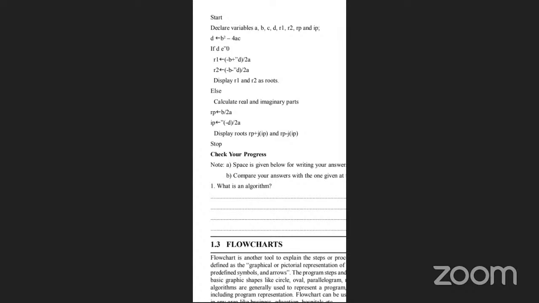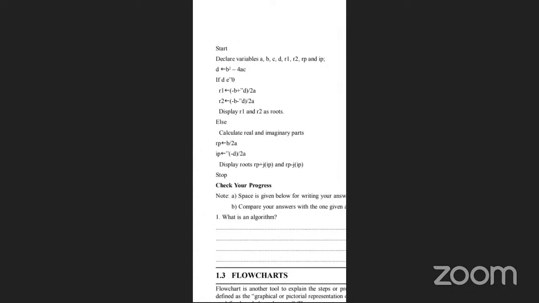Else, calculate real and imaginary parts. rp ← −b / 2a. ip ← √(−d) / 2a. Display roots rp + i·ip and rp − i·ip. Stop. So these are programming code, how to write an algorithm.